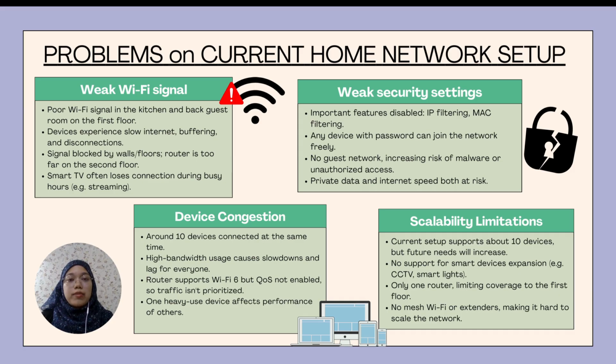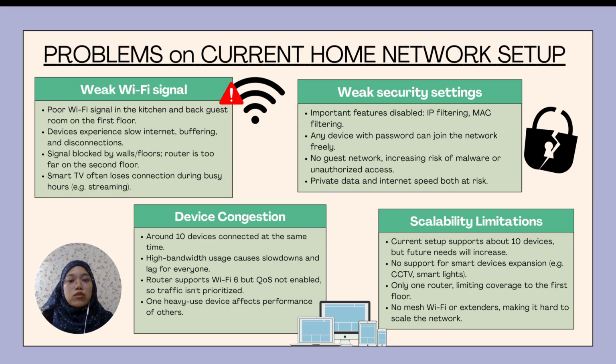And lastly is the scalability limitation. Scalability is an important issue in the current network setup. Right now, the router can handle the current number of connected devices, which is around 10 devices. However, in the future, the number of connected devices may increase as more smart home devices are added, such as CCTV cameras or smart lights. These devices will need a stable and fast internet connection too. So if the router is not strong enough to support these new devices, the overall network speed will drop and the connection will become unstable.